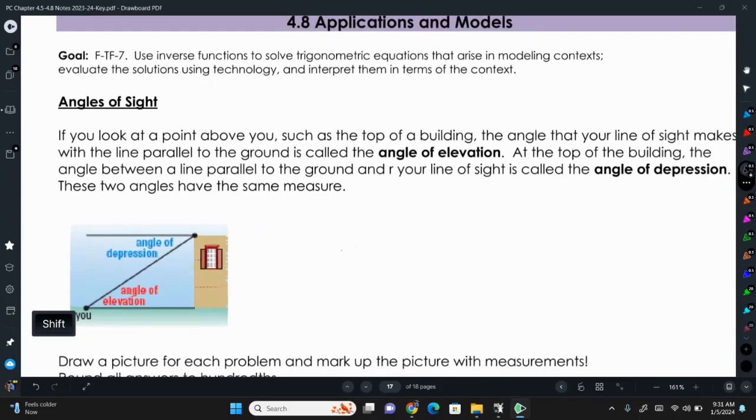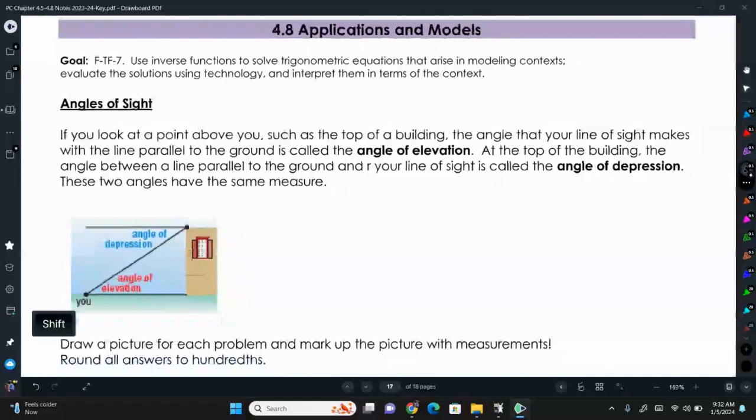All right, our last section in Chapter 4 is talking about application or real-life word problems. And when we talk about word problems, two terms usually come up: angle of elevation and angle of depression. Now, the angle that we use all depends on the wording of the problem. If we're looking up at something, it is an angle of elevation. If we're looking down at something, it's an angle of depression.